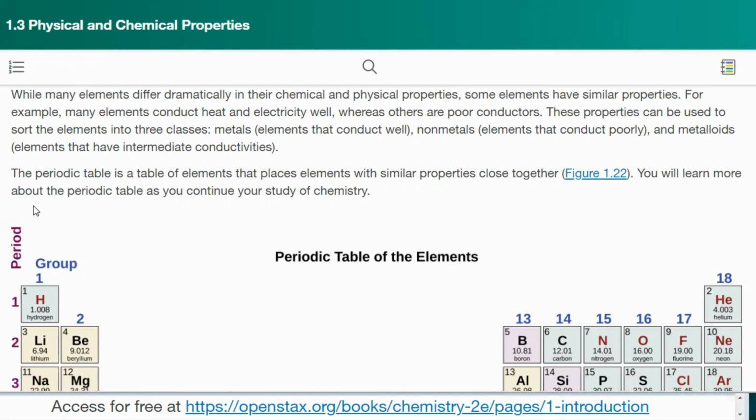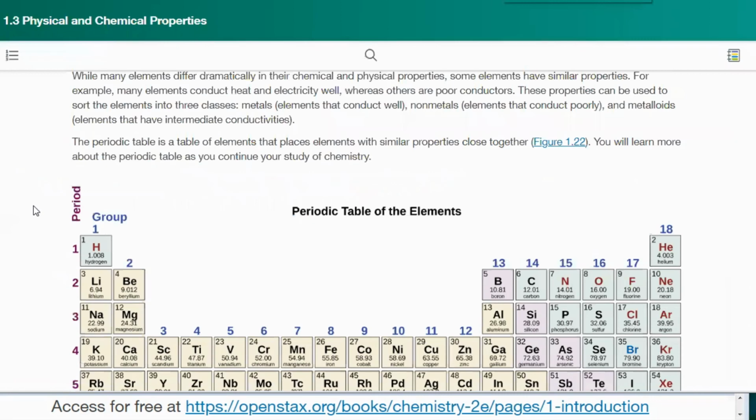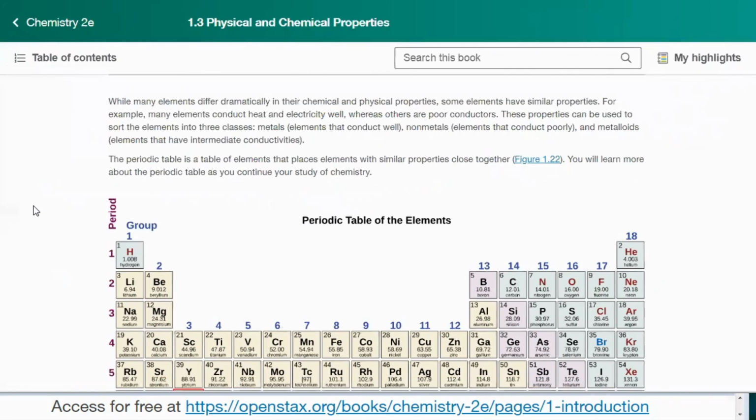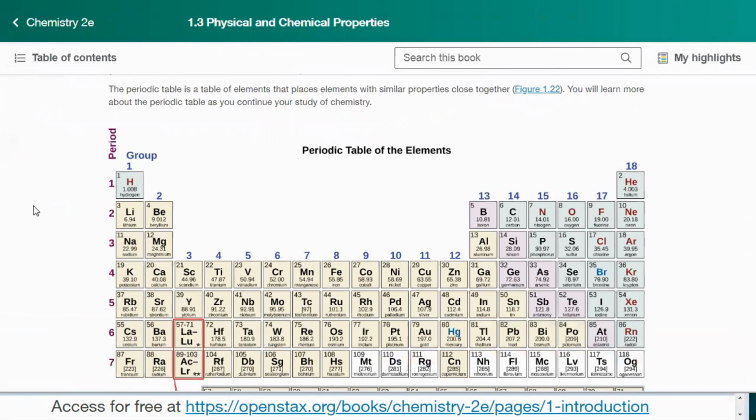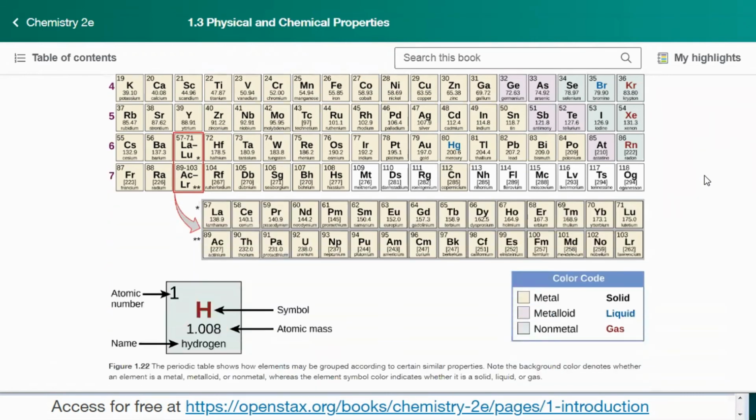So let's just look briefly at this periodic table. And when they say that they're grouped together, I believe that means the groups in terms of the columns. So we have group 1, 2, 3, 4, 5, 6, 7, 8, 9, 10. Group 10 elements are pretty cool. There's a lot of research in nuclear transmutation that involves group 10 elements, and the numbers go all the way to 18. And let me read a little more.